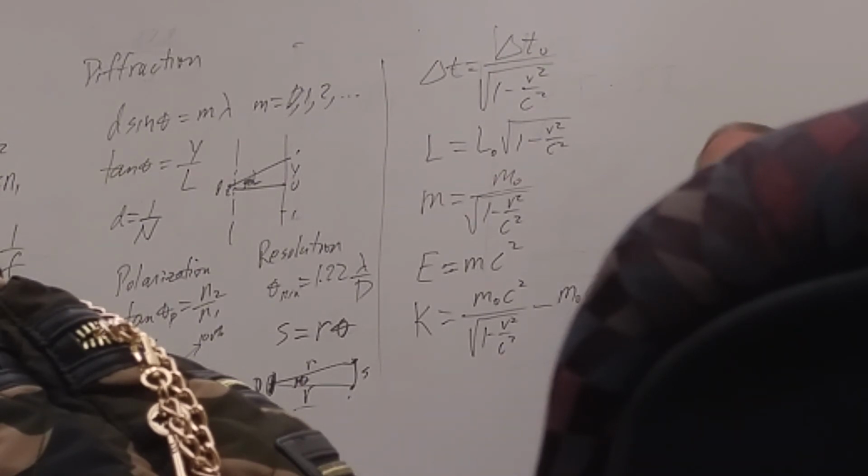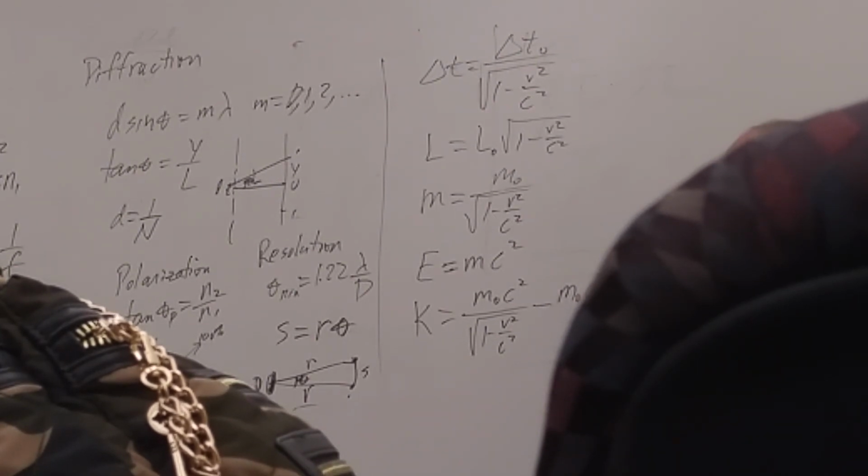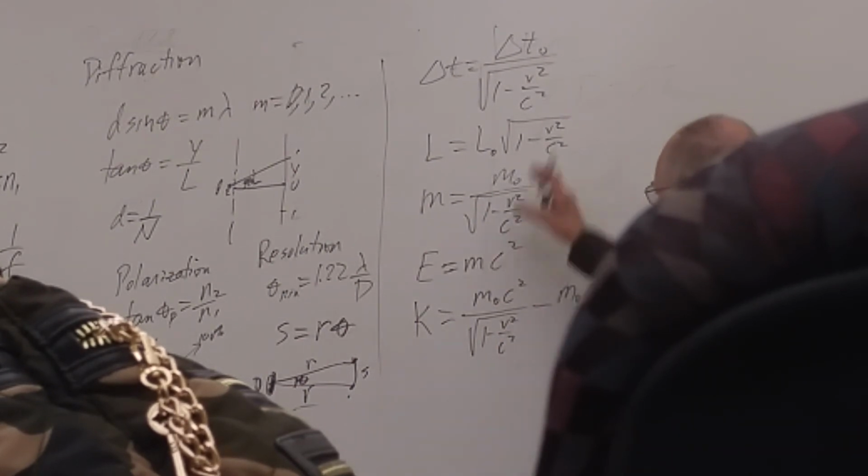If it's moving at speeds less than 1% the speed of light, so 3 times 10 to the 6 meters per second, let's cut it off at that point, then you don't have to worry about this. You can just say kinetic energy is 1/2 mv squared. But if it's moving faster than that, better use this for kinetic energy. So we had those equations for relativistic type problems.